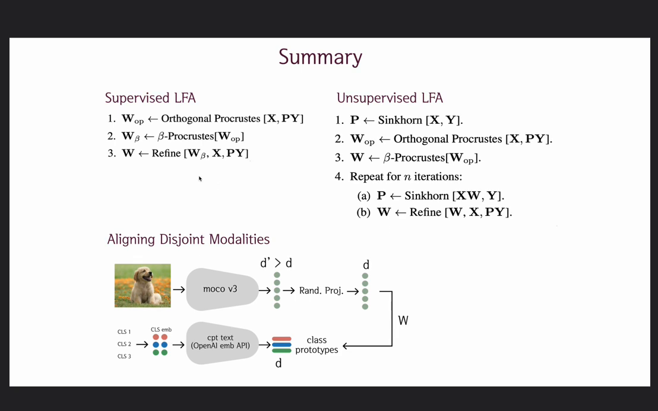So to summarize, we proposed LFA, linear feature alignment, which consists of 3 steps. First, initialization with closed form solution, regularization to avoid overfitting, and the refinement to get good results. Our method can also be expanded to the unsupervised case, where we learn both the linear mapping and the assignment between each image and its corresponding class. It can also be used, as we showed, with disjoint models, so not just visual language models, but any image encoder and any text encoder.